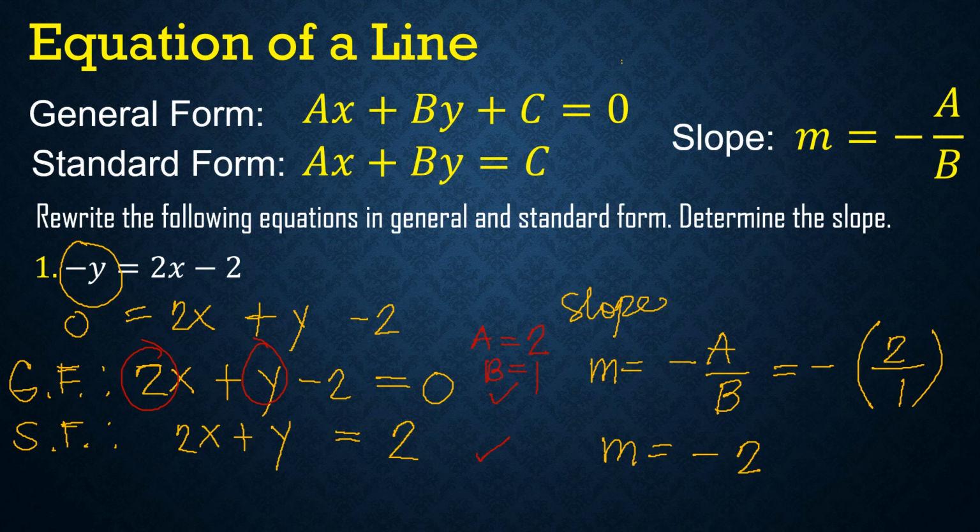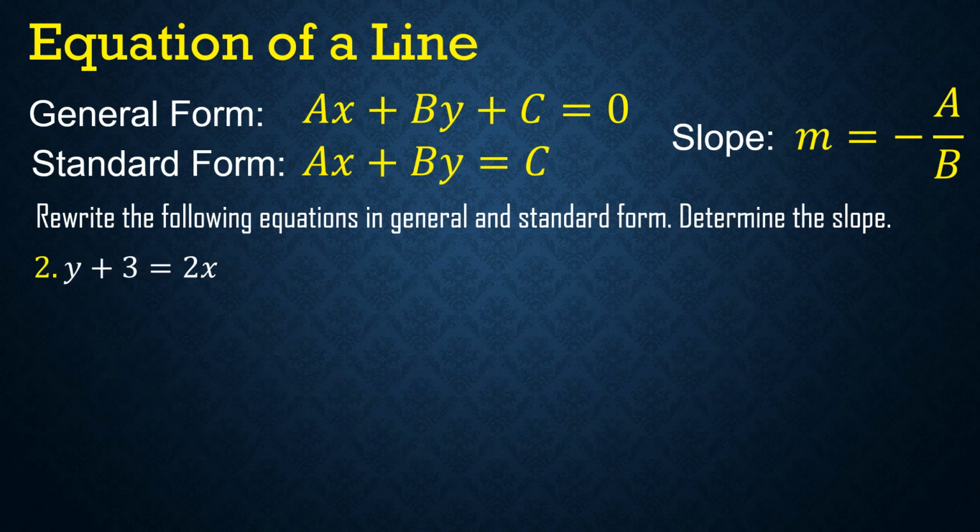Which is also quite obvious dito pa lang sa given. Kasi kapag divide natin sa negative 1 na magkabilaan, magkakaroon tayo ng y that is equal to negative 2x plus 2. Obviously, negative 2 is the slope. Okay, so that is how we rewrite the given. So let us have the second, y plus 3 is equal to 2x.